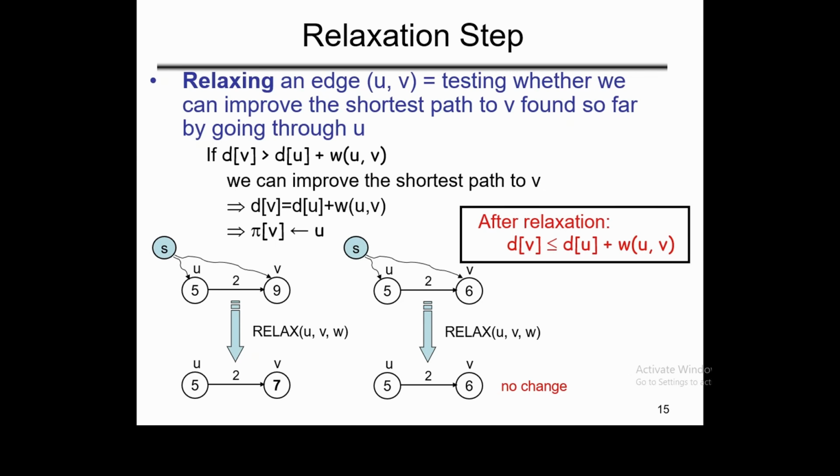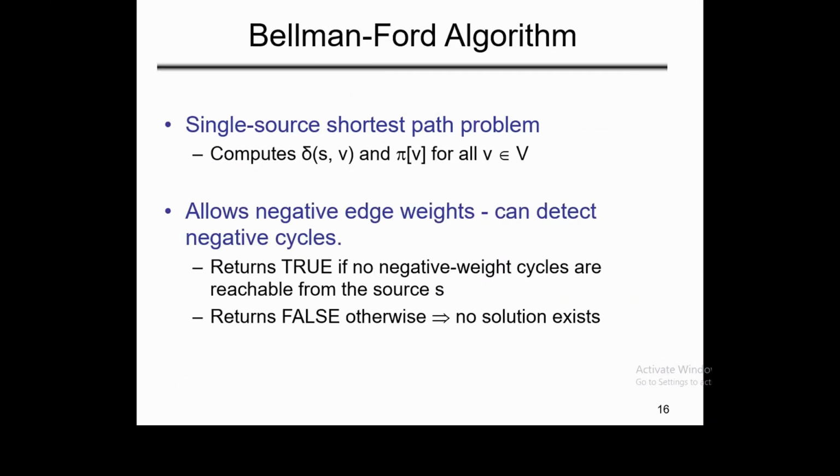तो after the relaxation के बाद क्या होगा, दोनों में से either this will be smaller or this will be smaller, that will be the distance value for that particular node. अगर वो ज़्यादा है तो मॉडिफाई करेंगे, अगर वो पहले से ही कम है तो उसको नहीं करेंगे, मॉडिफाई नहीं करेंगे. So the Bellman-Ford was like a single source shortest path problem.